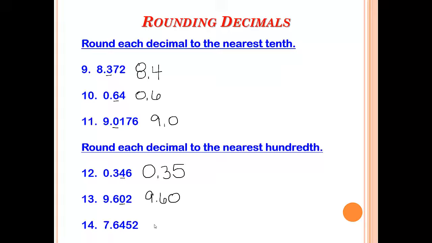And for number 14, we have 7.6452, or 7 and 6,452 ten thousandths. The number in the hundredths place would be the 4. The number right behind the 4 is a 5, and our rule is if it's 5 or higher, we round up. So this 4 is going to round up to a 5. So we're going to have 7.65.